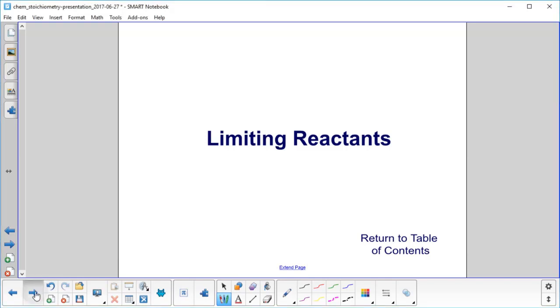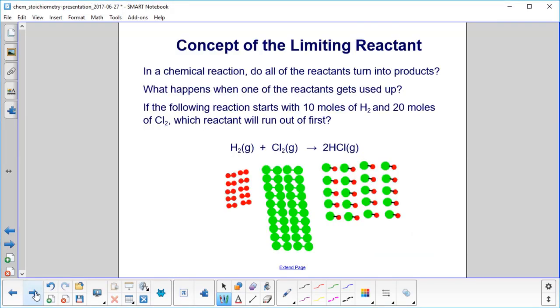Limiting reactants. In a chemical reaction, do all of the reactants turn into products? What happens when one of the reactants gets used up? So let's look at what the answers are here. And just to quickly, we'll put no up here. And what happens, we're going to find out.